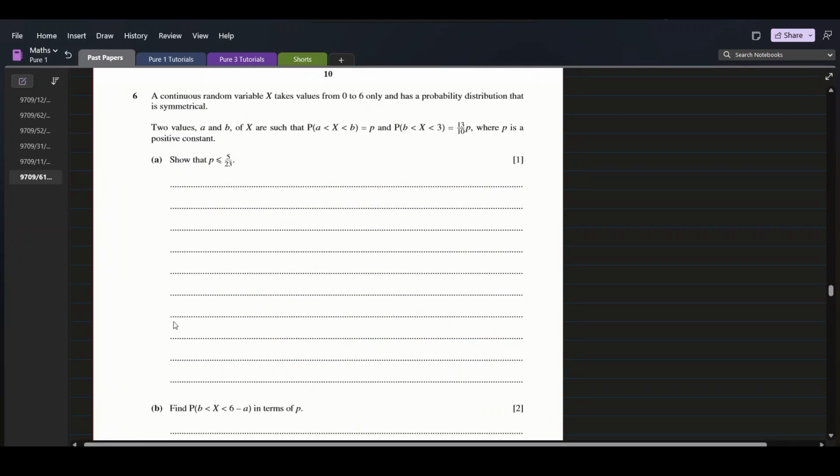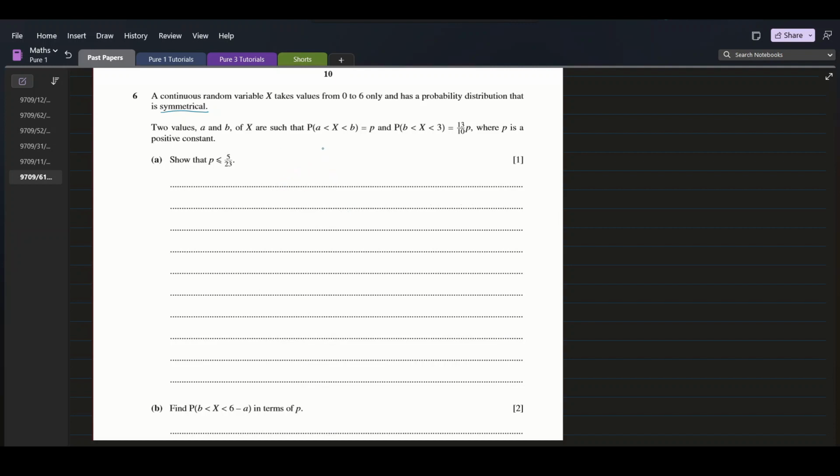Number 6. A continuous random variable X takes values from 0 to 6 only and has a probability distribution that is symmetrical. Two values a and b of X are such that the probability that X is between a and b is equal to p, and the probability that X is between b and 3 is equal to 13 over 10p, where p is a positive constant. Part A, show that p is less than or equal to 5 over 23.